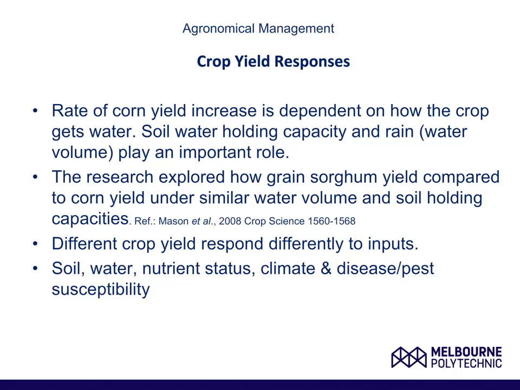The research explored how the grain sorghum yield compared to corn yield under similar water volume and soil holding capacities. The yield was different. Different crops responded differently to inputs. This can be influenced by soil, water, nutrient status, climate, and disease and pest susceptibility. The example I show here of Mason et al. in 2008 is just one, and the literature is full of many such examples.